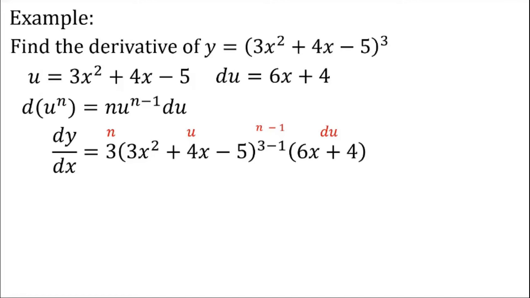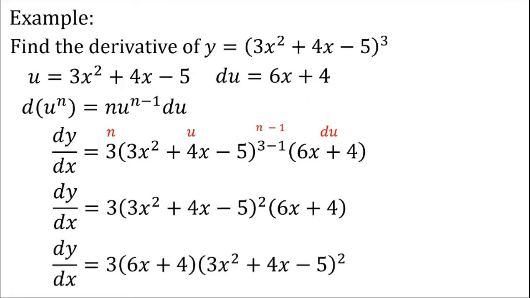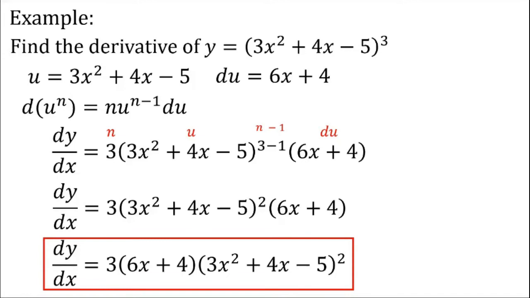Can you follow? Are you copying? Okay, sige. So next, this will become dy over dx equals 3 times 3x squared plus 4x minus 5 raised to 2 times 6x plus 4. Or we can write this as dy over dx equals 3 times 6x plus 4 times 3x squared plus 4x minus 5 raised to 2. So that's our answer.